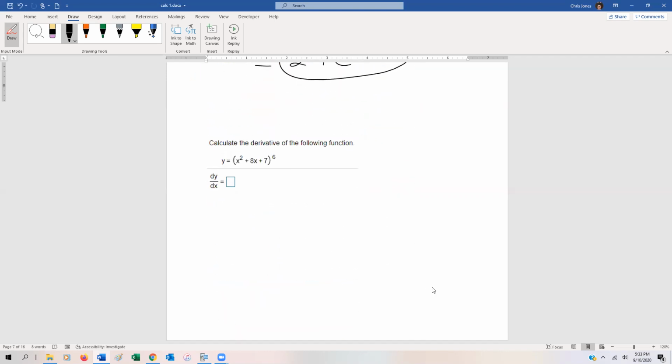Another basic example is going to be this polynomial, x squared plus 8x plus 7 to the 6th power. So you certainly wouldn't want to FOIL this out 6 times.